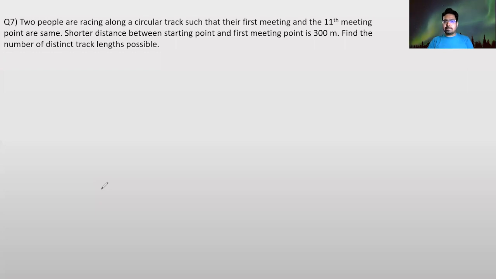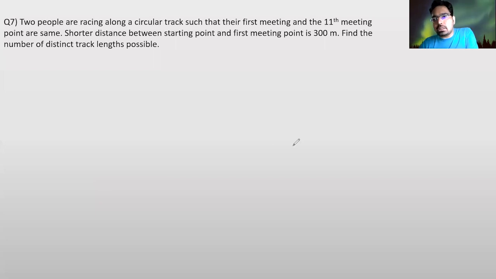Last 30 seconds. Last 10. Find the number of distinct track lengths possible. Right, so time is up.